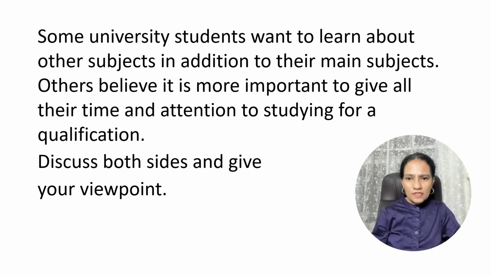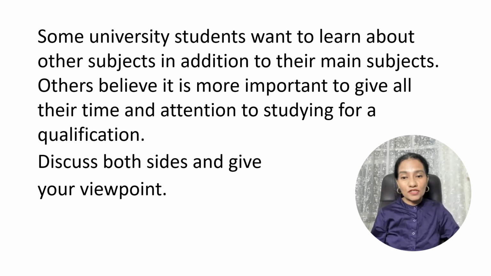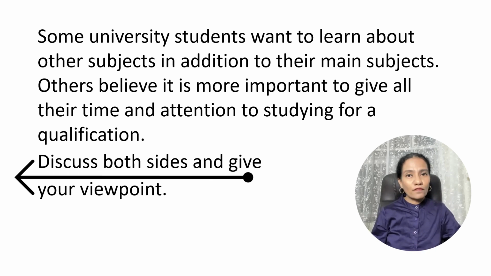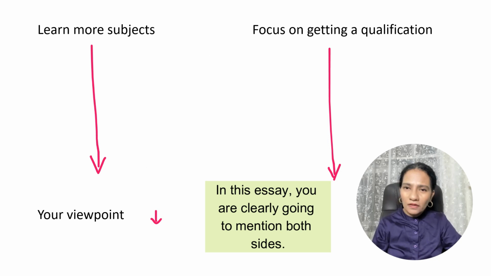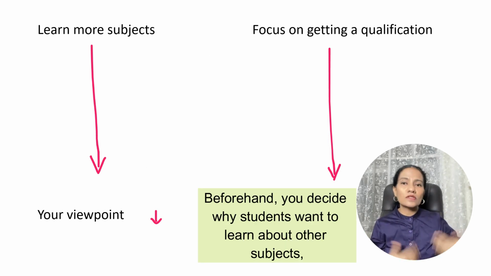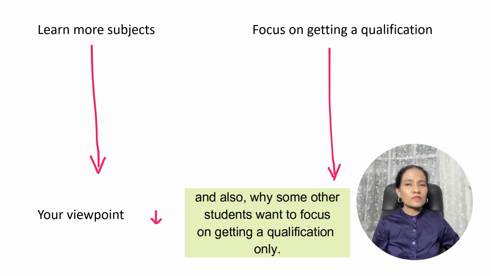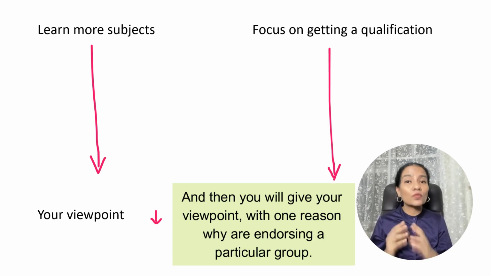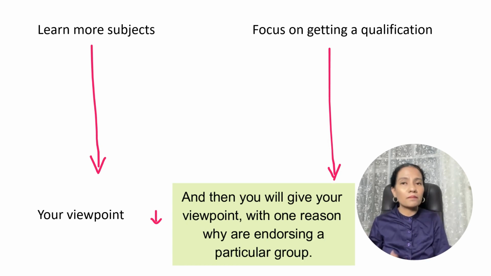Some university students want to learn more about other subjects in addition to their main subject. Others believe it is more important to give all the time and attention to studying for a qualification. Discuss both views and give your viewpoint. In this essay, you're clearly going to mention both sides. So beforehand, you will decide why students want to learn more about other subjects and also why some other students want to focus on getting a qualification only. And then you will give your viewpoint with one reason why you're endorsing a particular group.